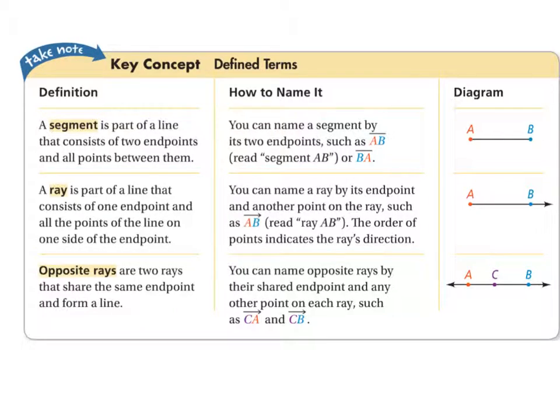We name line segments according to their endpoints, and the symbol is simply a bar. Just put a bar across the top, no arrowheads. That signifies you're talking about a line segment. You could also switch the labels there. Line segment AB is the same thing as line segment BA.